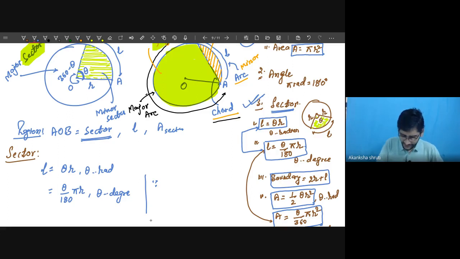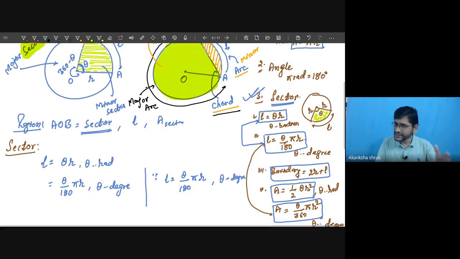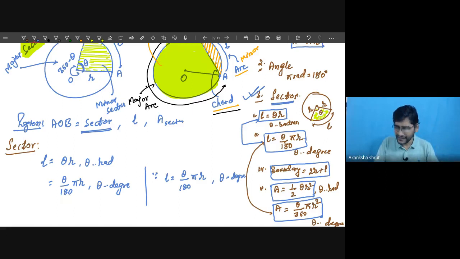If we are considering first theta in radian, theta in degree, then this formula is given by theta by 180 degree into pi r. So here this theta is in degree. But if the theta itself is given in radian, it means what? This pi shall be replaced by 180. That's all.